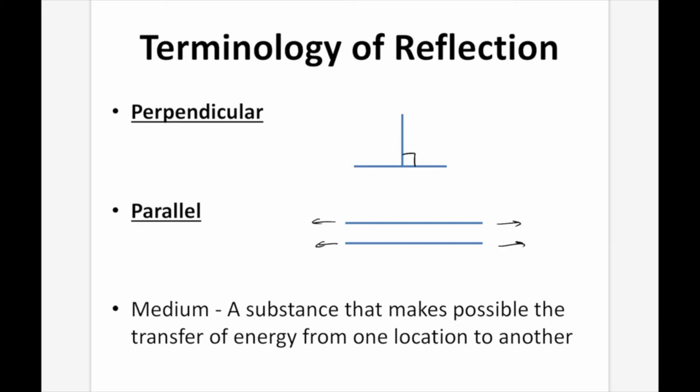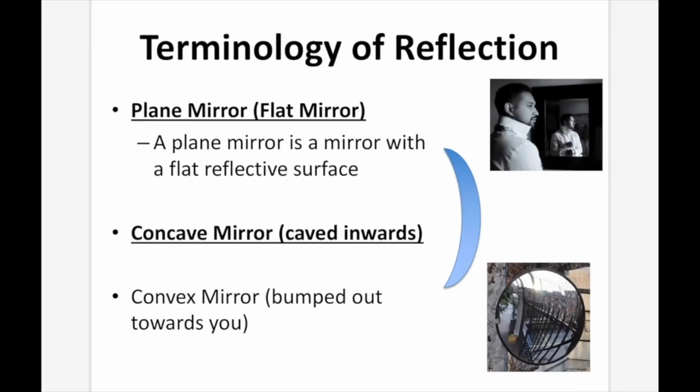And when we say medium, we mean a substance that makes possible the transfer of energy from one location to the other. A medium can be air, it can be water, it can be glass. Any substance that the reflection can occur in, or as it says in the definition, where the energy can transfer from one place to another.